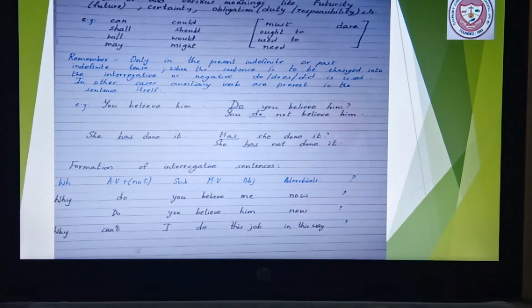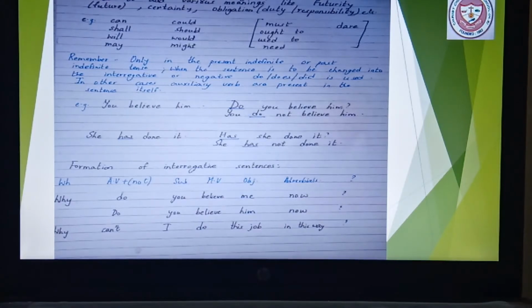In the second case, as I said, the auxiliaries are already present. She has done it. So has is already there. When I change it into the interrogative, what do I do? I simply put the auxiliary in front of she. Has she done it? She has not done it. In the negative too, I have simply added not after has. In the previous case, I used do in front of not.